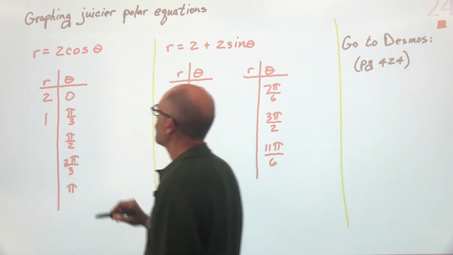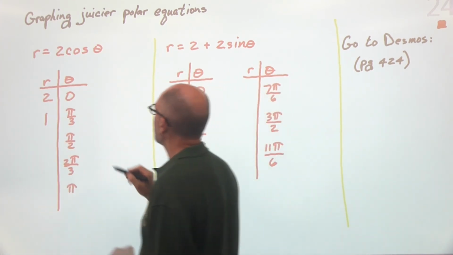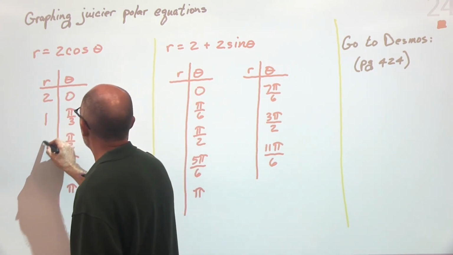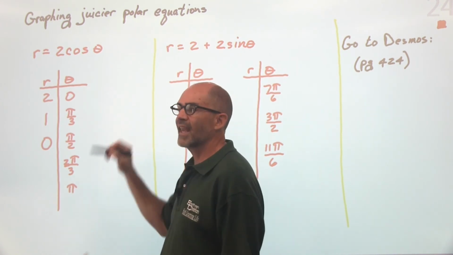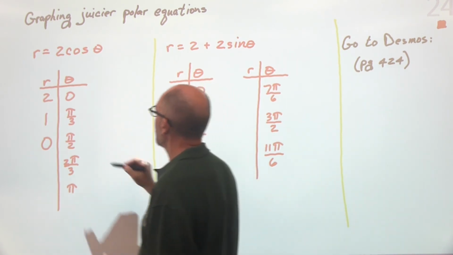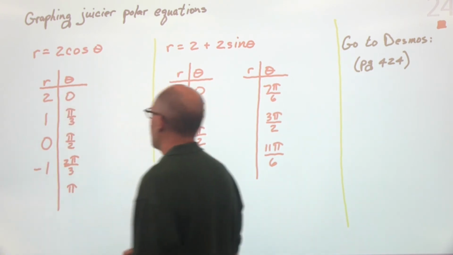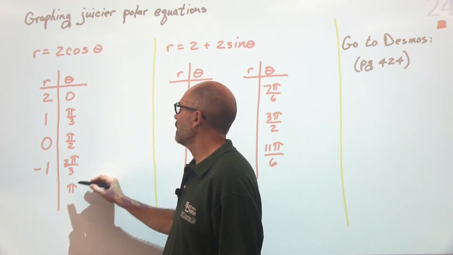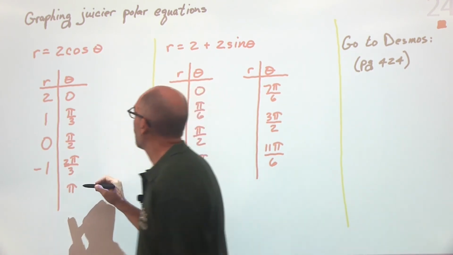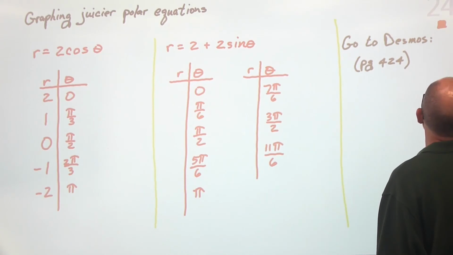Now I put in pi over 2. That's straight up, and cosine is right and left. So that's 0. 2 times 0, 0. 2 pi over 3. Well, now I'm going left. And so cosine of 2 pi over 3 is negative 1/2, times 2 becomes negative 1. And pi, cosine of pi, is straight left. That's negative 1. Negative 1 times 2 is negative 2. Well, let's just put this on our graph paper. Okay, so I have 2, 0.